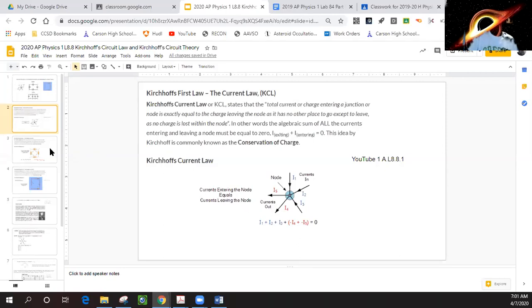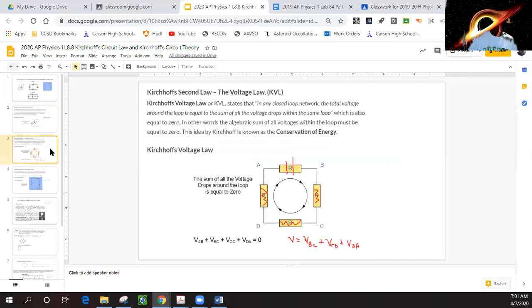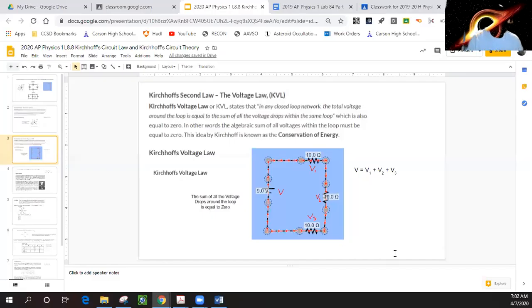Now, the next topic here is Kirchhoff's second law, or his voltage law. I'll let you read this here. And again, the best way to explain it: here's a 9-volt battery in series. There's a resistor 1 here, there's resistor 2, resistor 3.